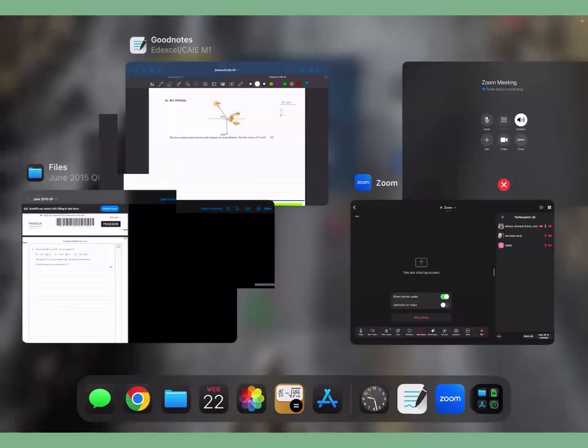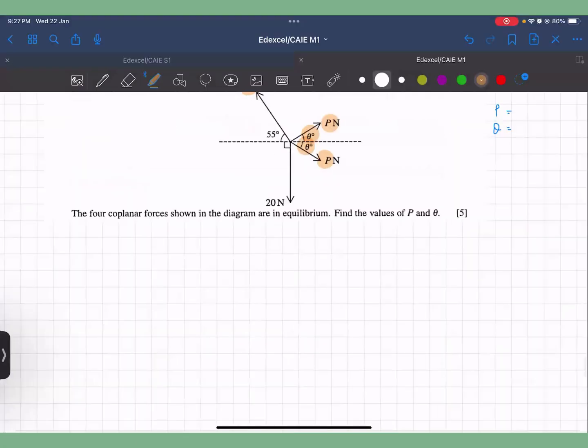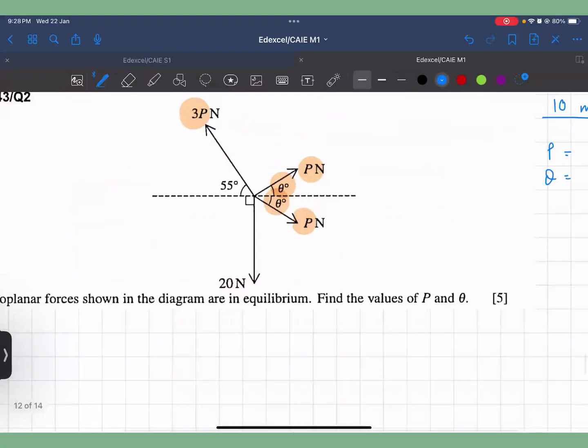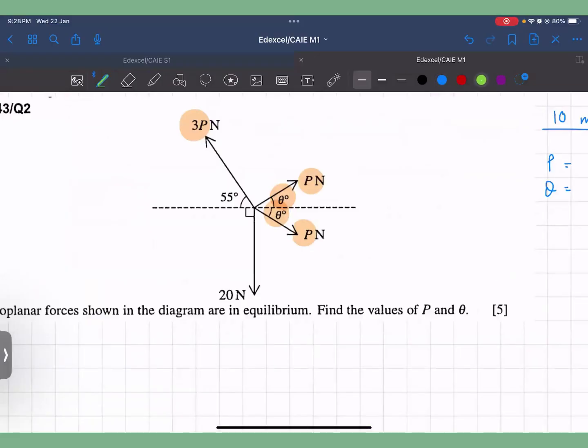Okay, so we think we are having a little bit of difficulty in solving this. So let's see what can happen over here. First of all, you break them down into components. So this would be your first component, which would be P, and this is the component adjacent to the angle, so P cos theta. And you would have the same P cos theta for the downward as well. For this one, you would have P sine theta, and for this one, P sine theta. For this one, 3P cos 55. And this vertical one, 3P sine 55.